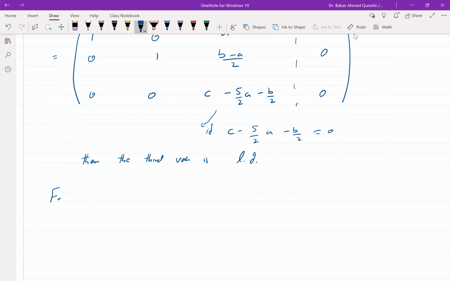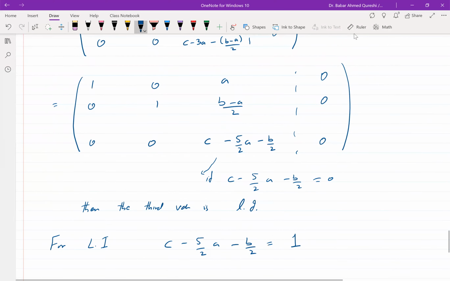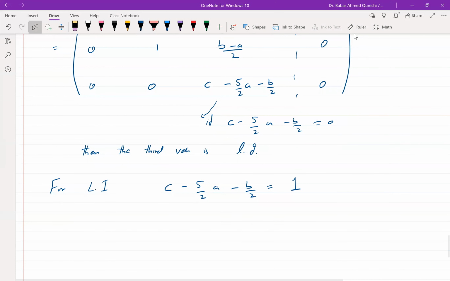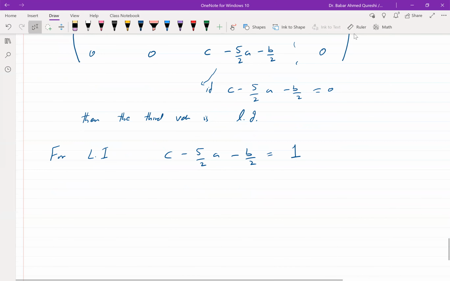So for linear independence, you can put it equal to any number. Let me just, for fun, for a concrete example, put it equal to 1. And there's no other condition. You can choose A, B in any way, and then you have to choose C in such a way that this is true. So there's a huge freedom. There's not only one vector which is linearly independent with them. There's a huge, big freedom.